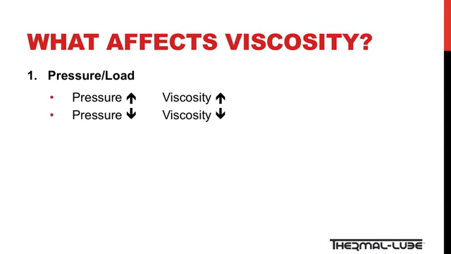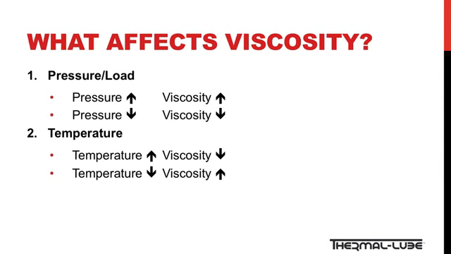The greater the load on the lubricant, the harder it is for it to flow, and therefore the higher the kinematic viscosity. Conversely, the lower the pressure or load on the lubricant, the easier the lubricant flows, and the lower the kinematic viscosity. As a rule of thumb, viscosity doubles with every 5,000 psi of pressure.